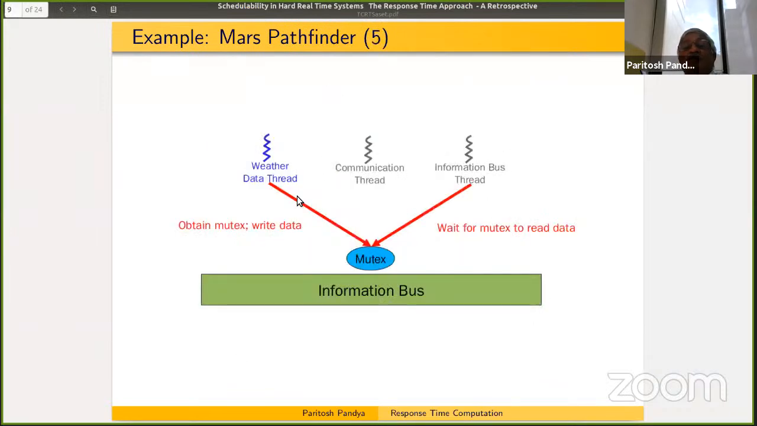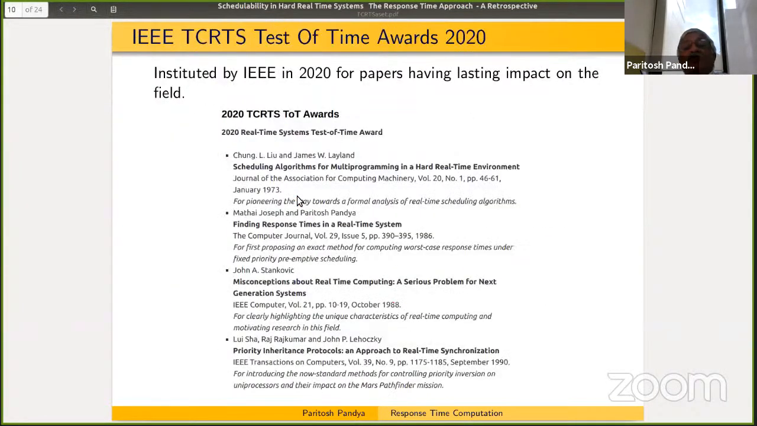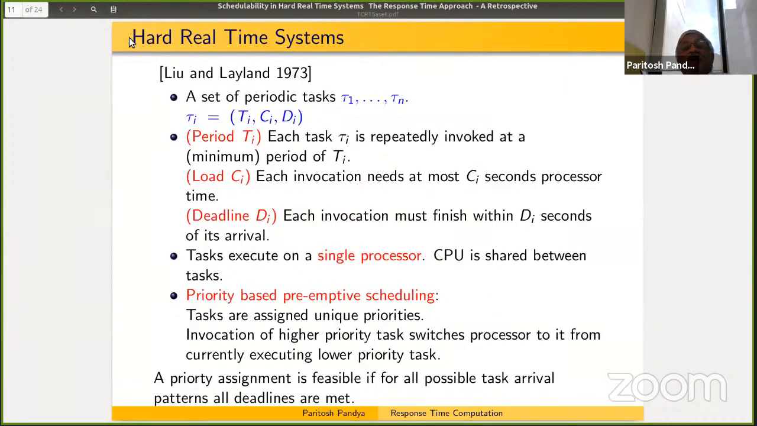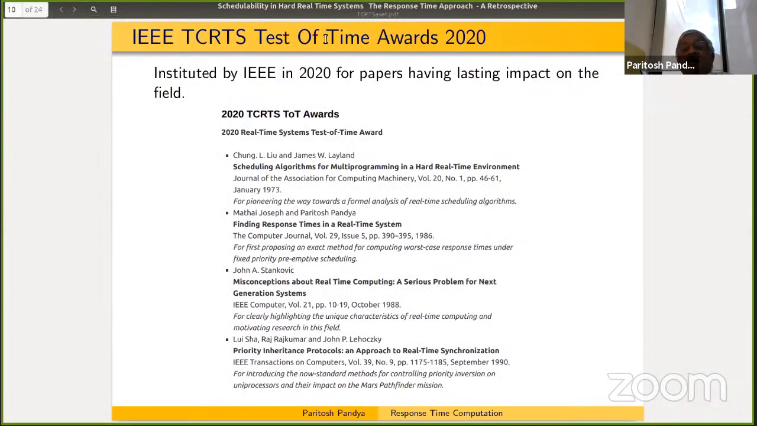Okay, so with that much introduction, the kind of work that I'm going to talk about falls under what is called analysis of hard real-time systems. And I'll introduce the model. But recently what happened was, as Satyanarayan said, IEEE started introspecting and has started giving out what are called test of time awards, for work which has influenced the field in some way and continues to have some sort of lasting impact on the field.